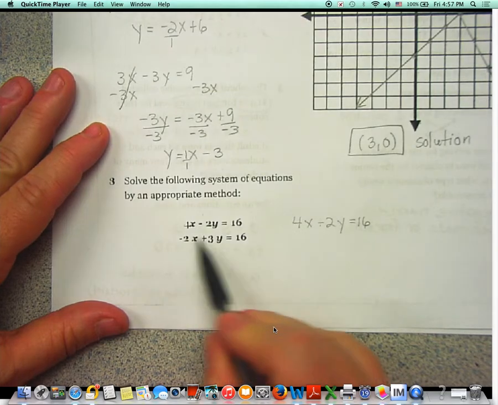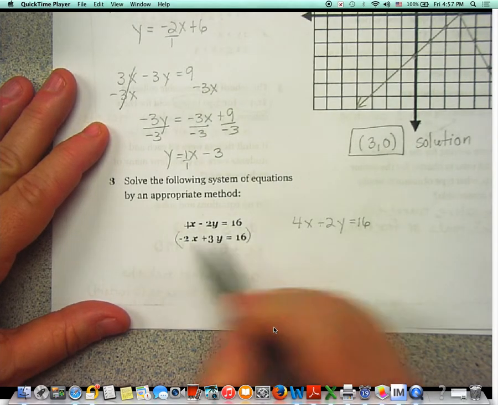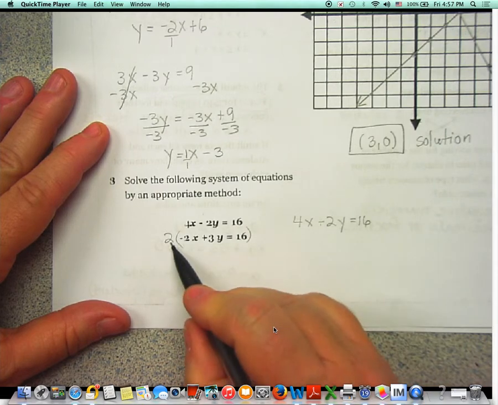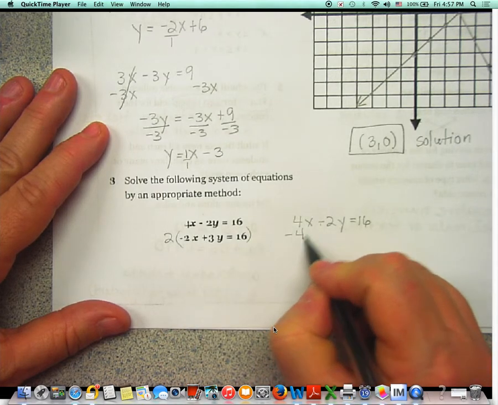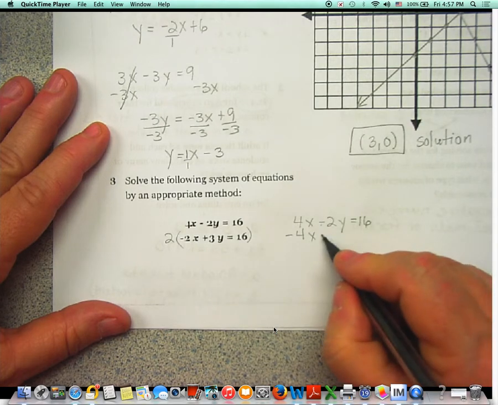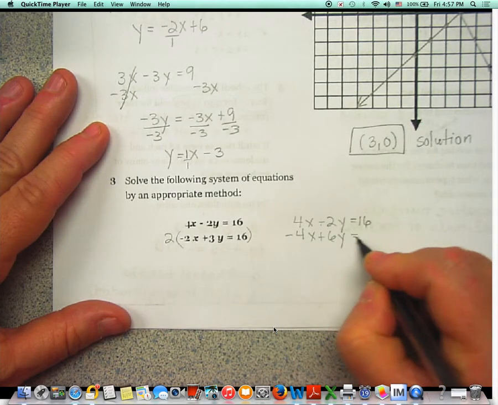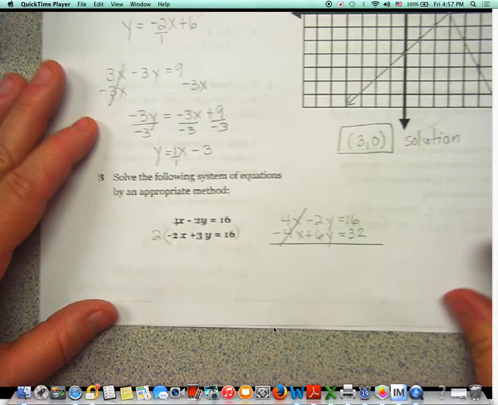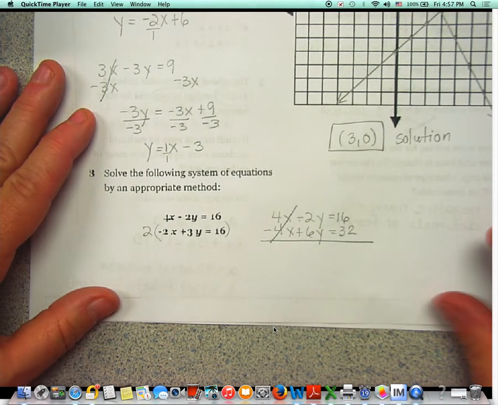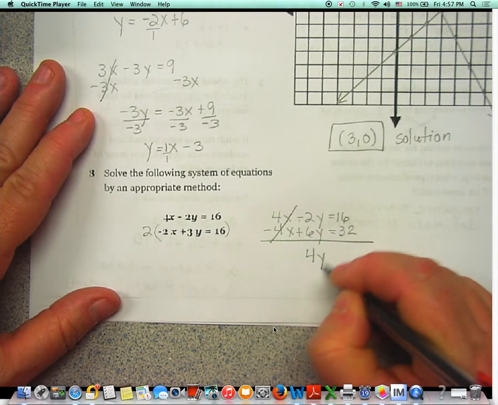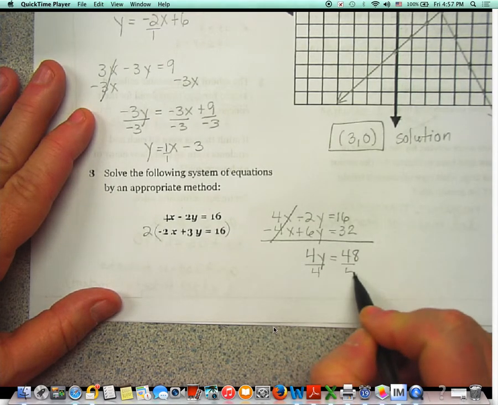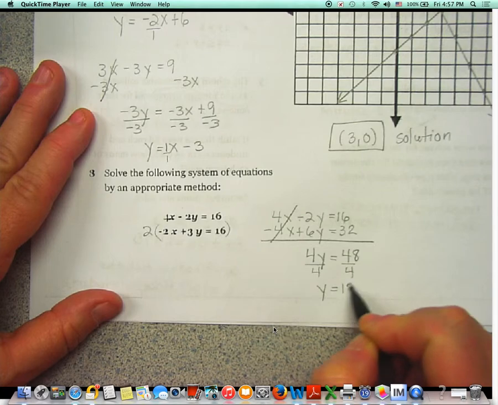So I'm going to multiply the bottom by 2. That way I can eliminate the x's. So 2 times negative 2x would be negative 4x. 2 times 3y would be 6y. 2 times 16 would be 32. And I eliminate the x's, and I add negative 2y and positive 6y and get 4y, and 16 and 32 is 48. Then I'm going to divide by 4 to solve for y, and y is 12.